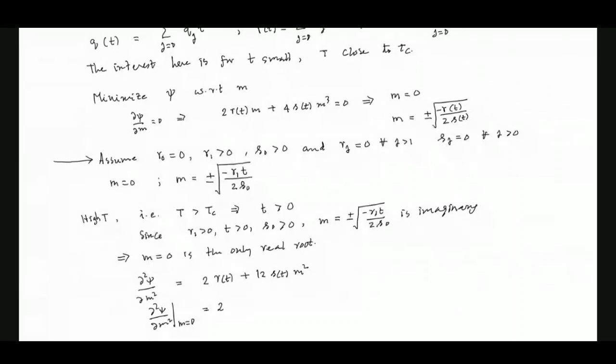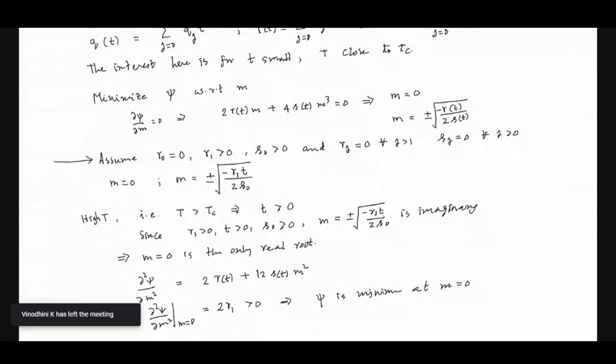And we have this r1 to be r, which is greater than 0. That means psi is minimum at m is equal to 0. Psi is minimum at m is equal to 0 in this region. That means we are talking about high temperature.